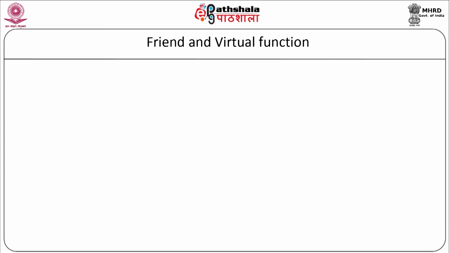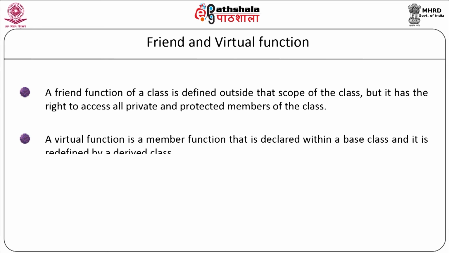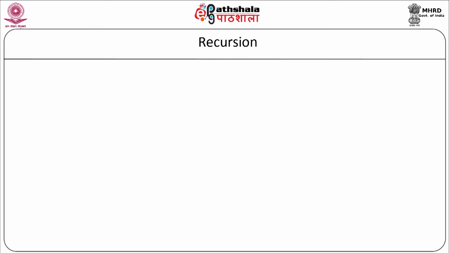The two types of functions that are introduced by the C++ language are friend function and virtual function. A friend function of a class is defined outside the scope of the class, but it has the right to access all the private and protected members of the class. A virtual function is a member function that is declared within the base class and it is redefined by the derived class.